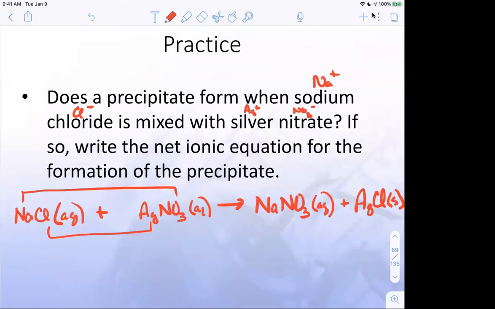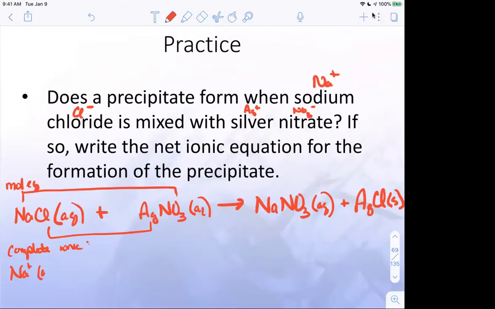So let's look at if it's balanced. Everything is 1 to 1 to 1 to 1, so it is balanced. So this is the molecular equation. If I want to write the complete ionic, I'm going to break this up.